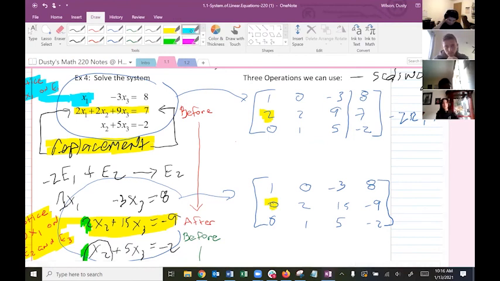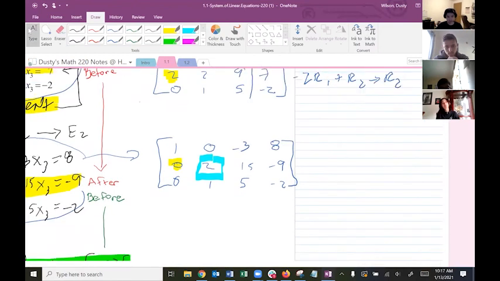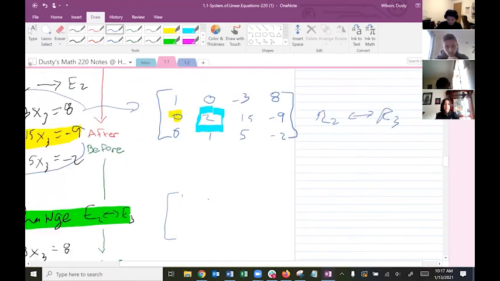So next up, we're going to try to focus in on this spot right here, and we're going to try to get a 1 in that position. So to get a 1 in that position, we can swap our rows. So we can do row 2 swapped with row 3. Row 1 stays the same.